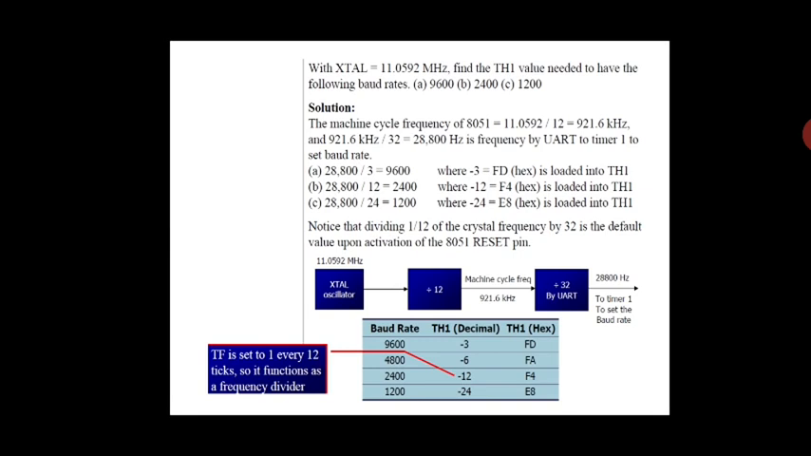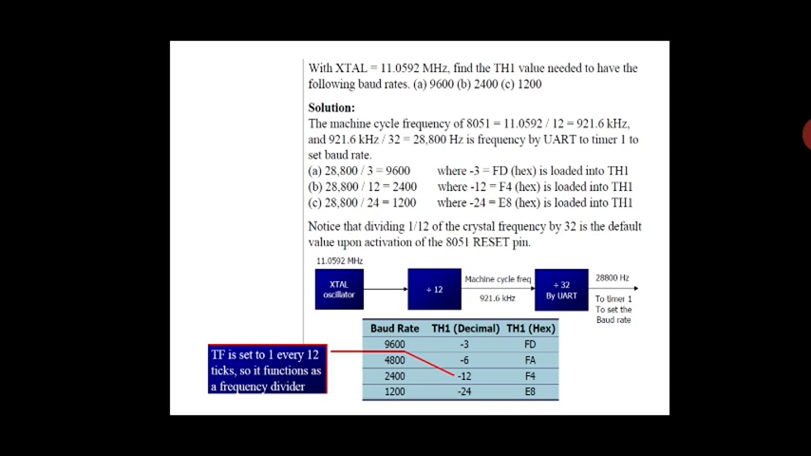Now, what is the frequency you get here? 28,800 Hertz. If you divide it by 3, 12, and 24, you will get 9600, 2400, and 1200. Whatever divisor value you get, you take the negative of that. If I say minus 3, its 2's complement will be FD, which means your UART is operated at a baud rate of 9600.